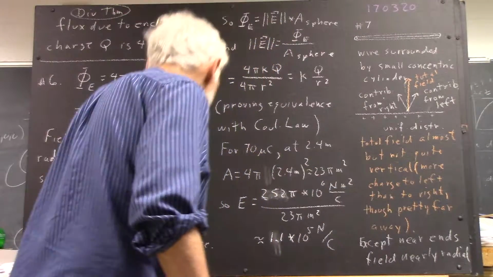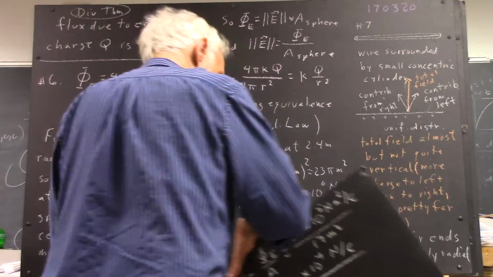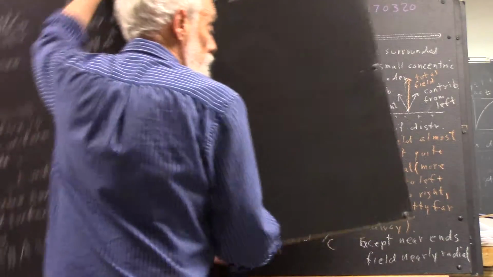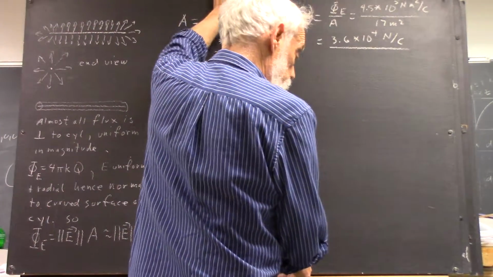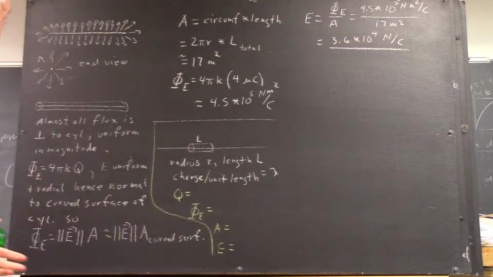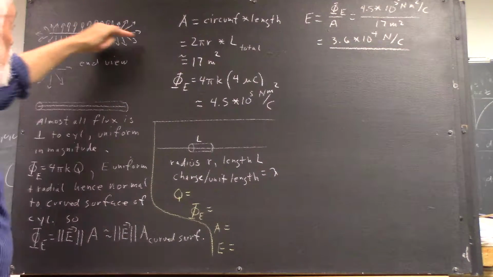Now, why is it radial? Well, it's radial because it's perpendicular to the line by this argument, or very nearly so. So your field kind of looks like this.